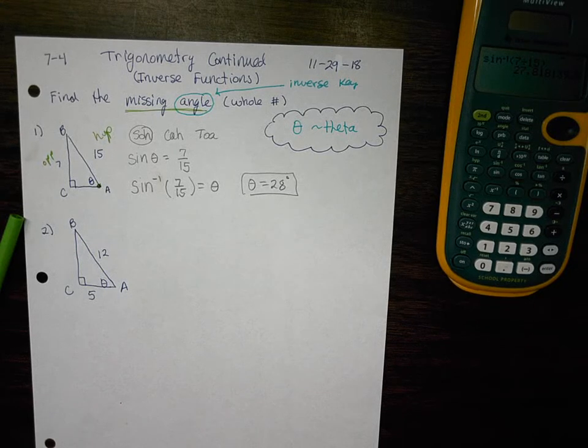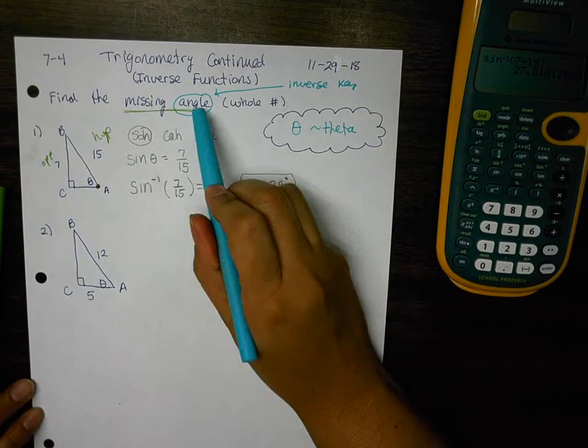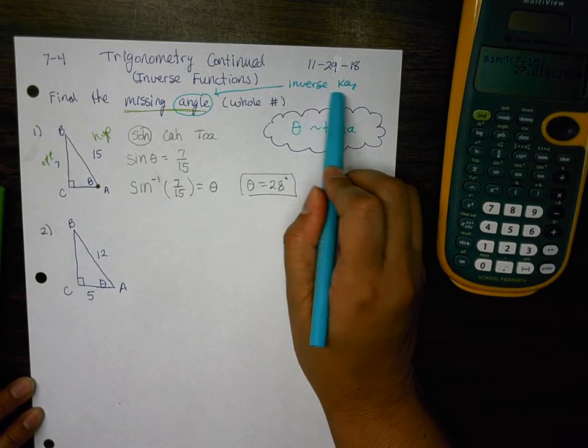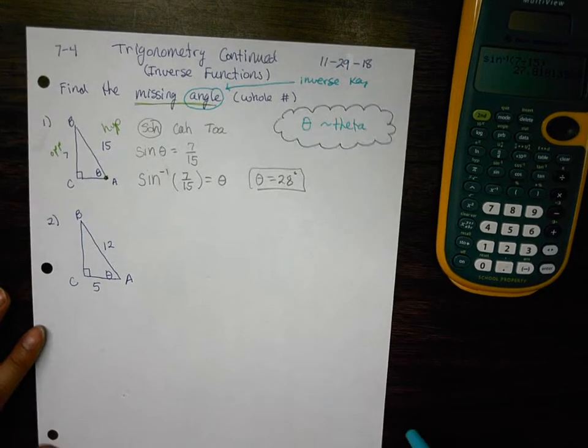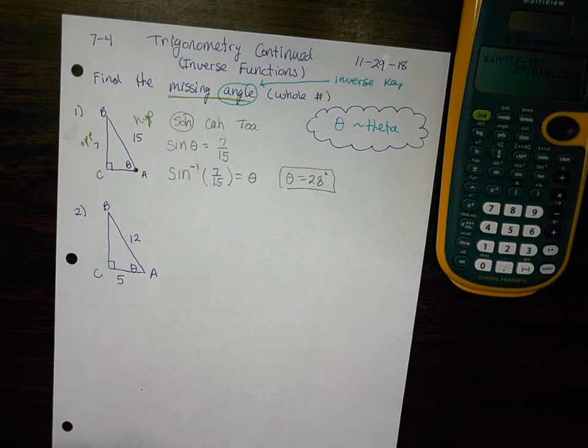When you're looking for a missing side, that's when you use those three methods we talked about earlier: the Pythagorean theorem, the special right triangles, and SOHCAHTOA. When you're looking for a missing angle is the only time you're going to use your inverse key. That's your -1 key on your calculator.